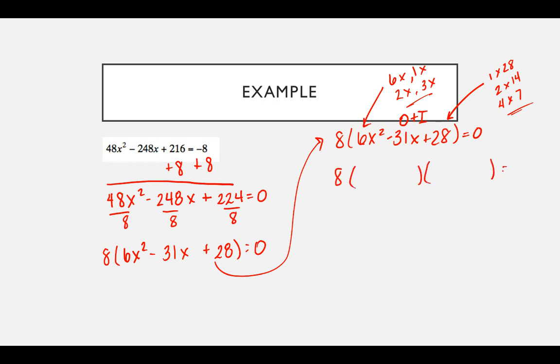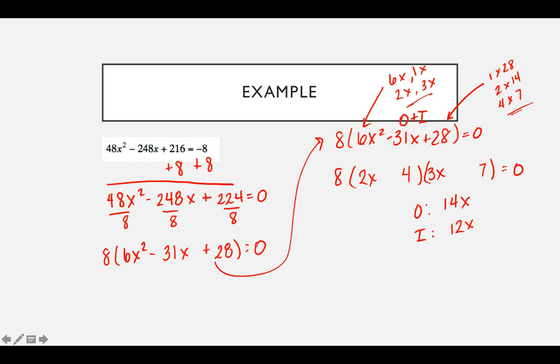I'm going to set up my parentheses, and maybe I try my 2x and 3x first. And then maybe I try 4 and 7. So I'm going to put the 4 and 7 in here, but I want to look at my outside and inside terms and see if there's a way that I can get a negative 31x from them. So 2x times 7 gives me a 14x from my outside terms. 4 times 3x gives me a 12x from my inside terms. So if I were to combine these either through addition or subtraction, there's no way I'm going to get a negative 31x out of them. So that combination is not going to work.